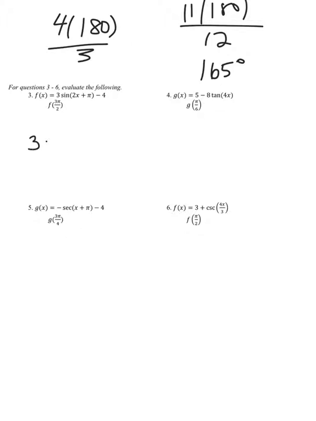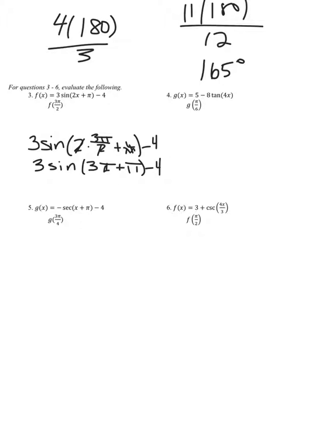So this is 3 times the sine of 2 times 3 pi over 2 plus pi, minus 4. All right, so this is 3 times the sine. The 2s cancel, so this is 3 pi plus pi, minus 4. So 3 times the sine of 4 pi minus 4.